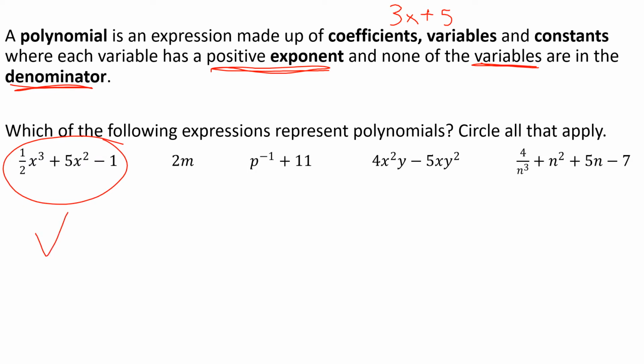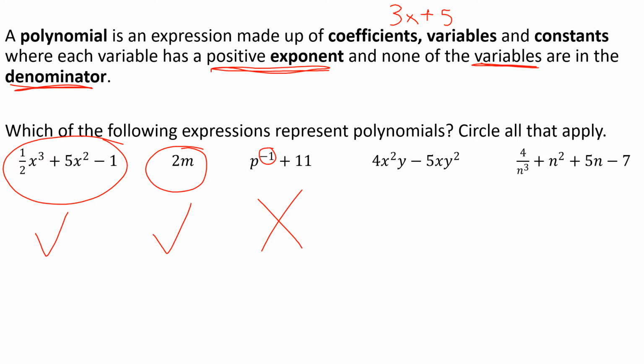How about the second one? 2m. It's kind of short to be a polynomial, but check the two requirements. Does it have a positive exponent? Yes, it's just a regular m. And I don't see any fraction at all, so this one's actually good. Even though it's a short expression, it still does represent a polynomial. How about number 3? P to the negative first power plus 11. Well, this one cannot be a polynomial because it has a negative 1 in the exponent. So this one's no good. You're not allowed to have those negative exponents.